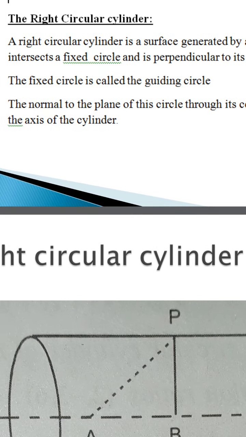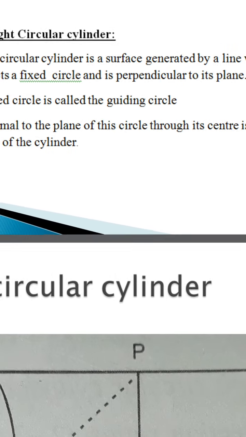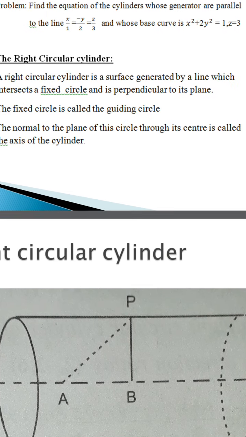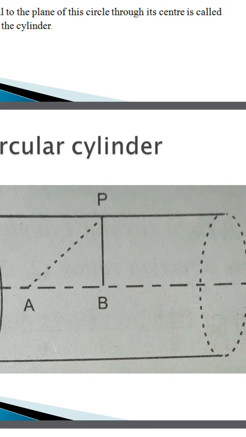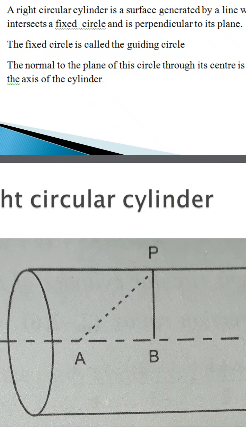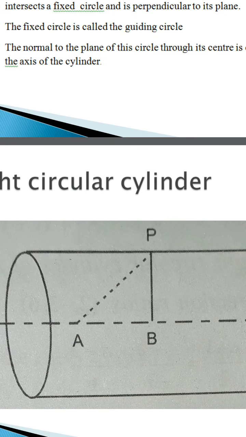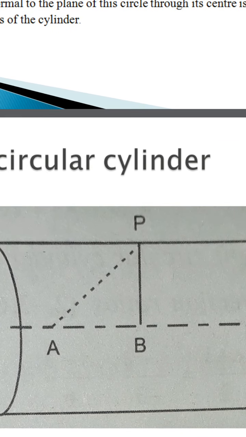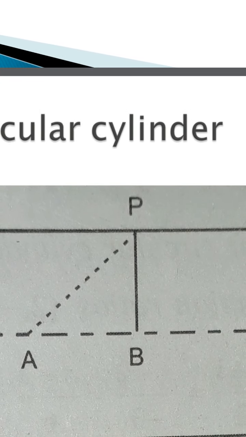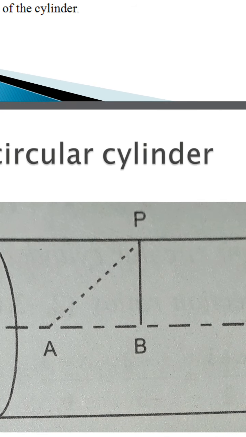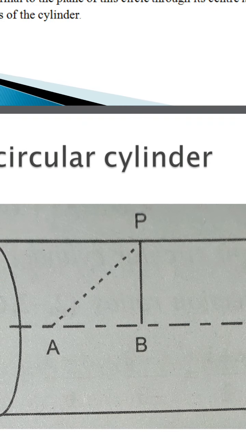A right circular cylinder is a surface generated by a line which intersects a fixed circle and is perpendicular to its plane. Here, the fixed circle is called the guiding circle, and the normal to the plane of the circle through its center is called the axis of the cylinder. The fixed distance PB is called the radius of the cylinder. In the cone, we discussed the angle, whereas in the case of the cylinder, we will discuss the radius.